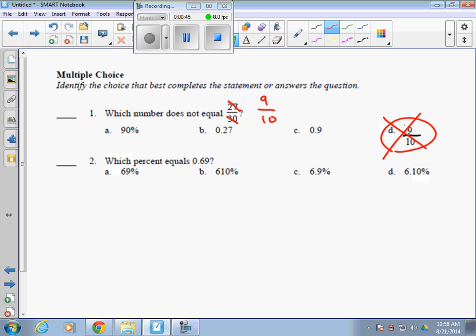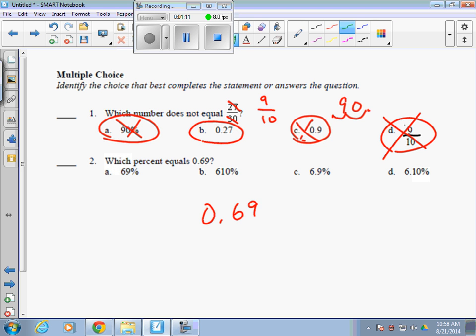You know that 9 over 10 is the same thing as 90%, so that's not going to be it. 90% is the same thing as 0.9, C, so that's not going to be it. So by process of elimination, 0.27, B, has to be the thing that's not equal to 27 over 30. Number 2 says, which percent equals 0.69? Again, in order to make a decimal into a percentage, you just move that decimal over once, twice, and it turns into 69%. So 0.69 is the same thing as 69%, A.